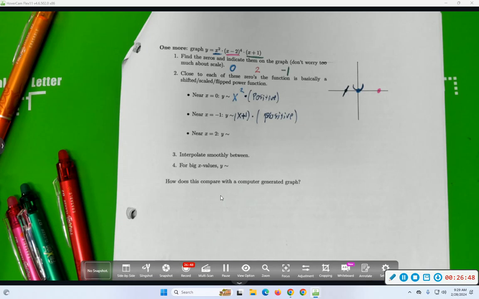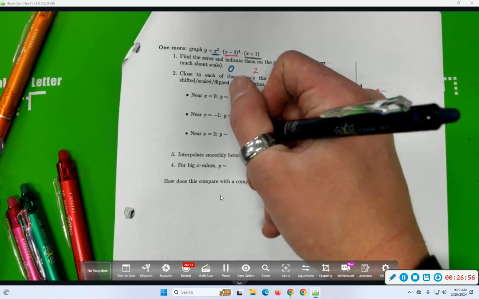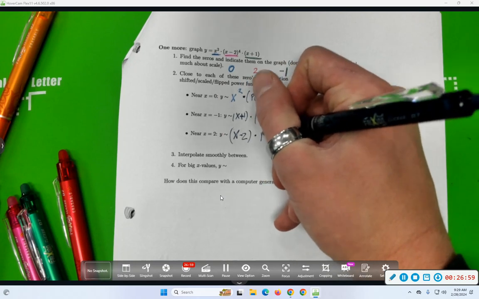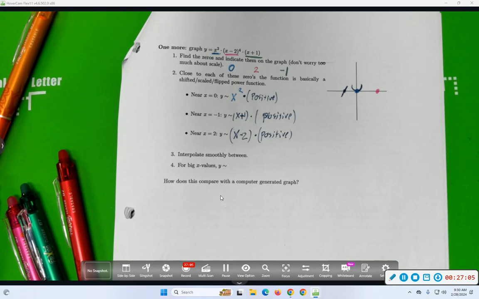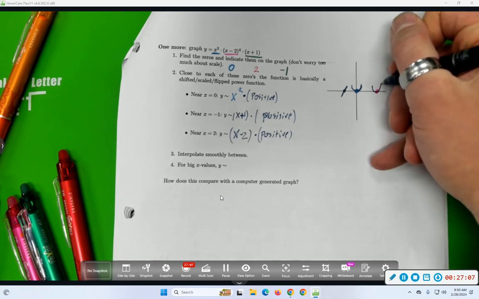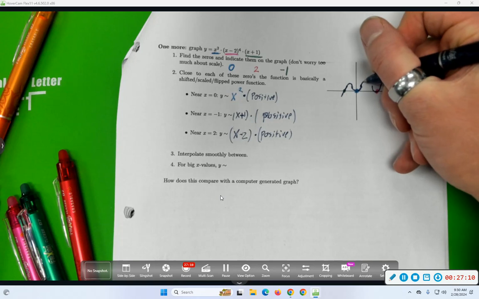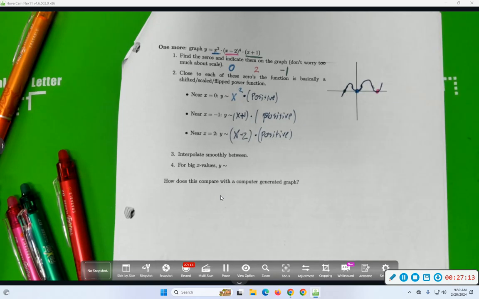Close to x equals -2. Another positive parabola. You know, that feel pretty okay? Groovy. So I'll put another one of those here. And I guess I better interpolate smoothly between. For really big x values, what sort of polynomial, what sort of power function is this? Degree 7? Yeah. Nice.